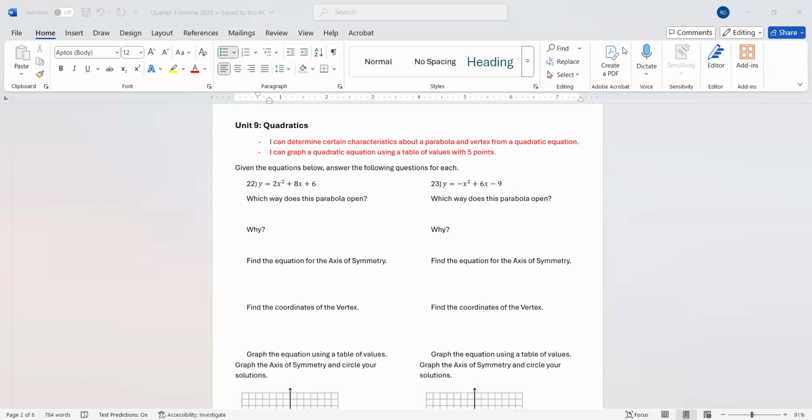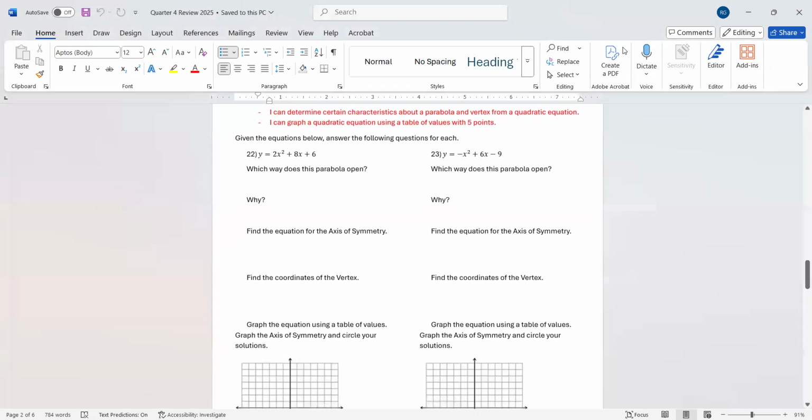All right, here we go with Unit 9. We're going to start with graphing. I had to make the paper pretty small because one problem is the whole left side and the second problem is the whole right side. So, determining certain characteristics about a parabola and vertex from the equation, and then graphing the quadratic using table of values.